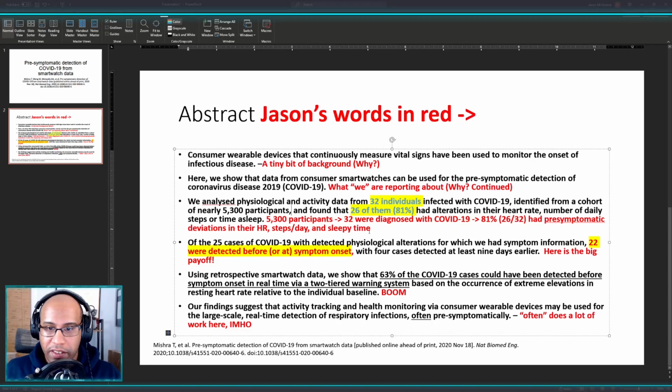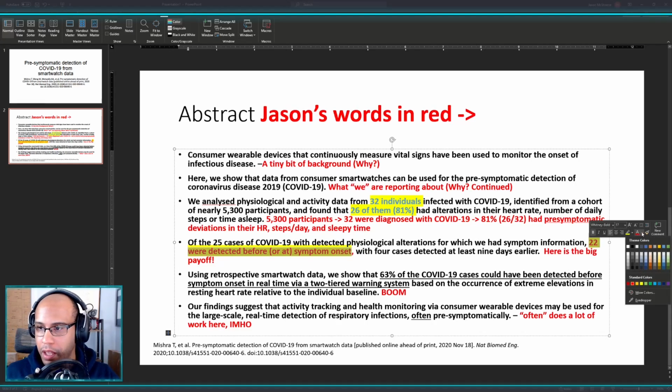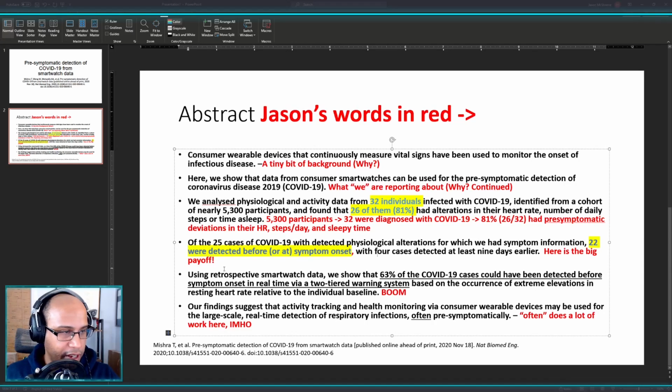Okay, so that's the top line results. This is the big one. This is the big payoff I put in. It's 22 people who were detected before or at symptom onset. I guess that 'or at' could be very important too. Here, I'm going to keep this blue because my comments are in red and we like to color code when possible.